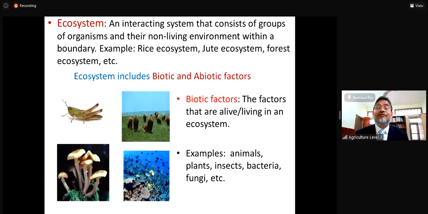Biotic factors: here I am talking about the environment having some factors. Biotic factors influence the life of individuals. There are also abiotic factors, which influence as well. I already gave you examples of abiotic factors.